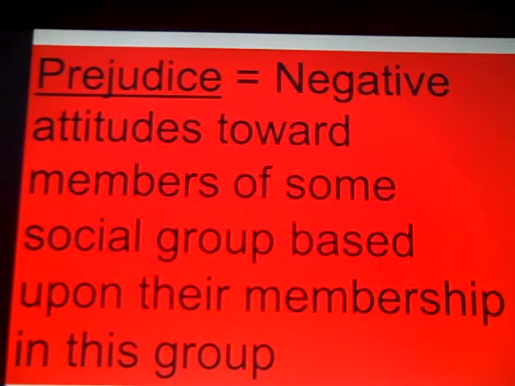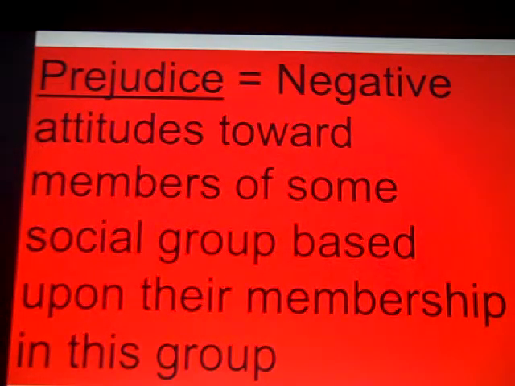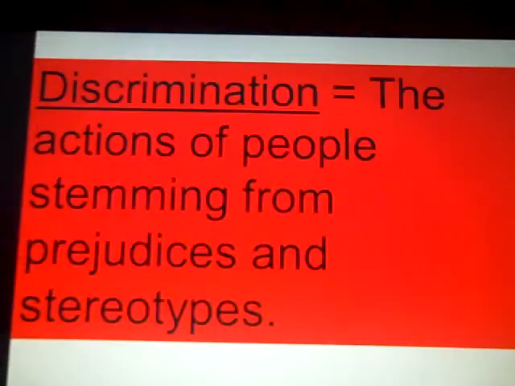First, we'll talk a little bit about prejudice. Prejudice is a negative attitude toward members of some social group based upon their membership in this group. And we're going to be spending some time talking about prejudice and stereotypes. Now, prejudice can lead to discrimination. A prejudice is an attitude. Discrimination is a behavior or the actions of people stemming from prejudices and stereotypes.